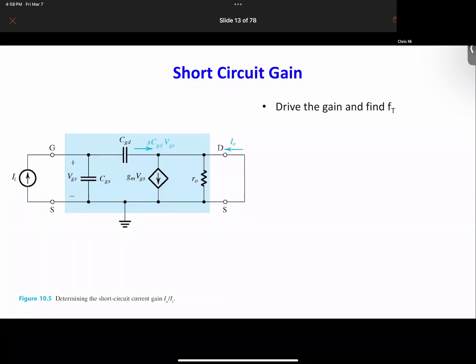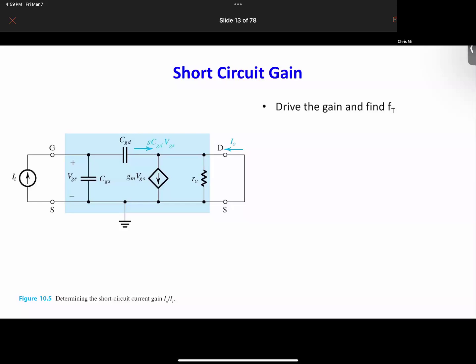The frequency response for short circuit current gain and open circuit voltage gain is the same. Because it's easier to find the frequency response for short circuit current gain, let's do that. Short circuit means we apply an input current at the input, and then we short the output. Once we short the output, we find how much current is over here, and then we take the ratio between IO and II, and we get the relation.